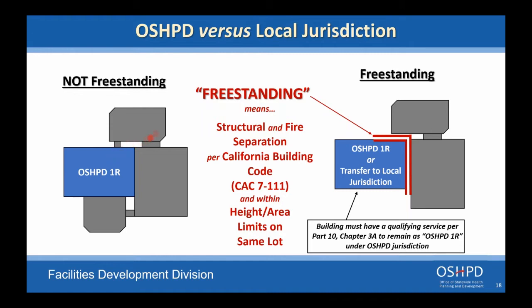So what we have is a non-freestanding building that remains under OSHPD jurisdiction. And then we have a freestanding building that is separated by a structural separation. And again, the requirement here is a little bit larger. For these freestanding buildings, and it doesn't have to be this close, it can be in the parking lot elsewhere, it can remain under OSHPD jurisdiction if it has qualifying services. And they also have to meet the height and area limits for buildings on the same lot.